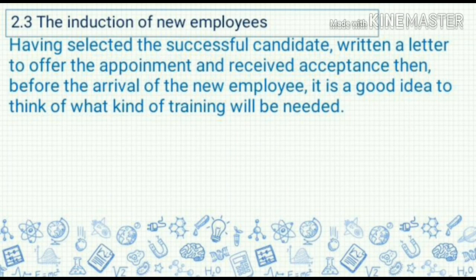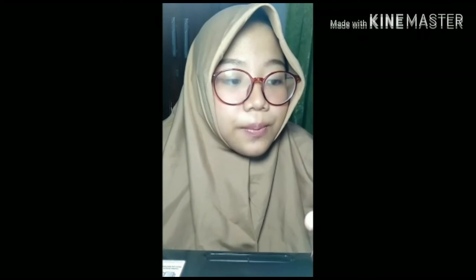Some of the following sorts of topics can be covered. Number one, a welcome letter from the principal. Number two, brief history of the institution. Number three, status of the institution if applicable. Number four, organizational structure. Number five, staff names and positions held. Number six, department areas of responsibility. Number seven, working conditions. Number eight, details on holidays, sick leave or maternity leave, etc.